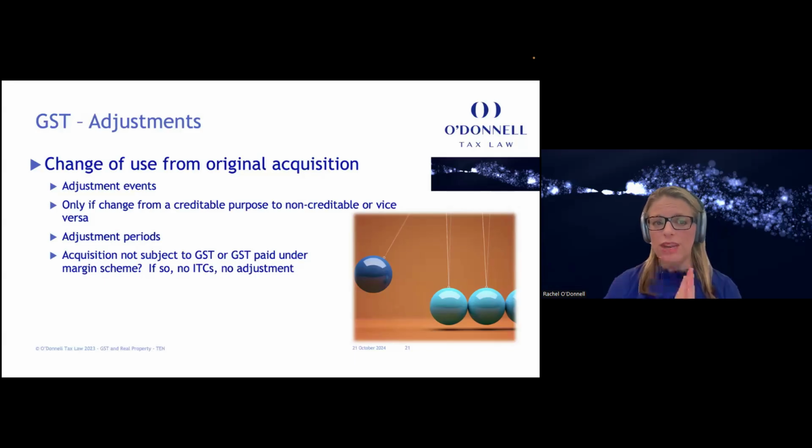You only have an adjustment event if you change from having a creditable purpose, something for which you can claim an input tax credit, to a non-creditable purpose, something for which you can't claim an input tax credit, or vice versa. Where that applies and you have an adjustment event, you need to look at adjustment periods. And these tie into thresholds of the amount that you'd be able to claim.